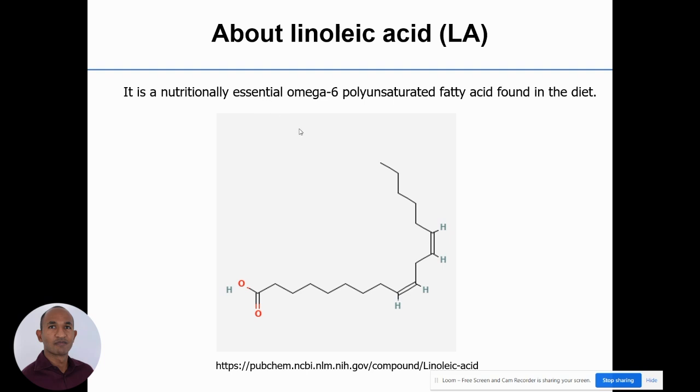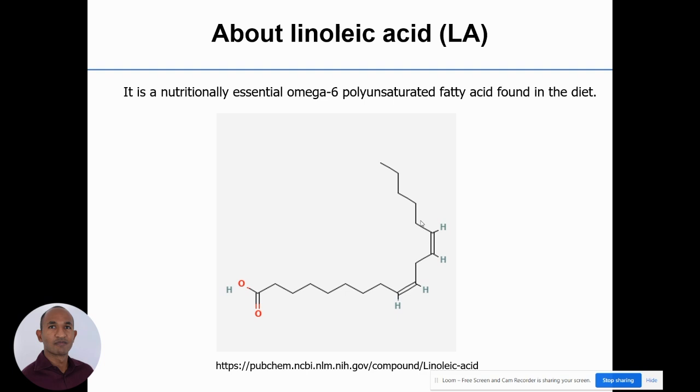We usually obtain it from dense sources of seed or plant oils, which I will talk about in the next slide. And it's an omega-6 fatty acid, meaning that if you look at the molecule, this is linoleic acid, this is the acidic terminal, and this is the terminus of the molecule. Omega-6 simply means that the first double bond, and as you can see, it has two double bonds, starts on the sixth carbon from the terminus of the molecule.